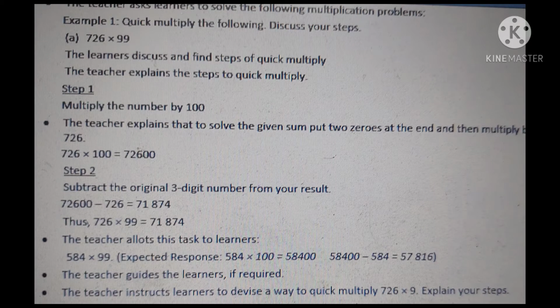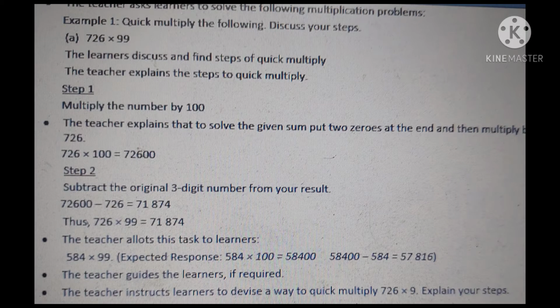Then the teacher explains the steps to quick multiply. Always you should allow the learners to discuss amongst themselves first, and then the teacher should come up with an explanation, because it helps the learners to explore, to interrogate. Okay, and this helps in clearing of the concept. Now, the teacher explains the steps to quick multiply.